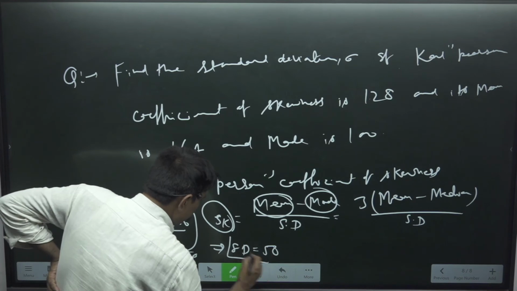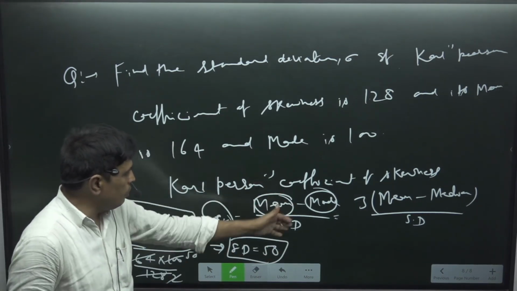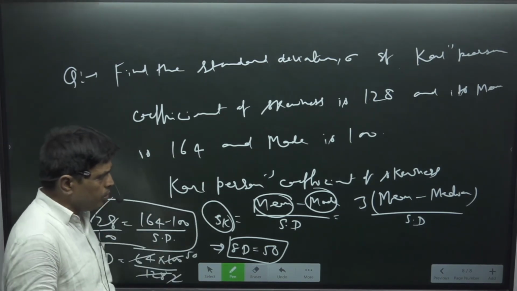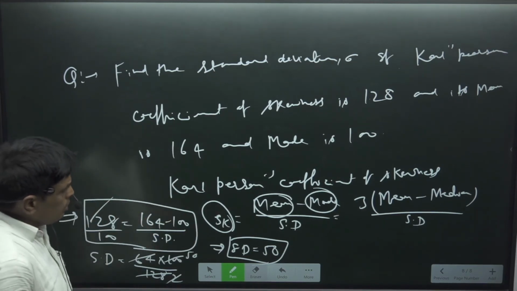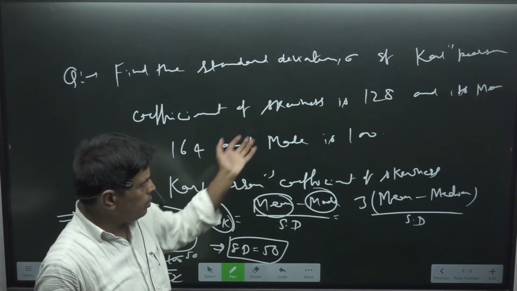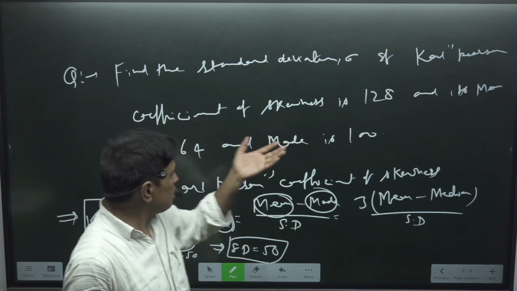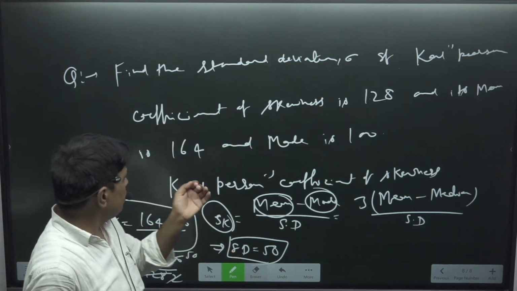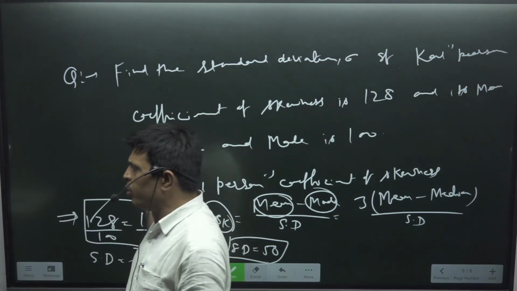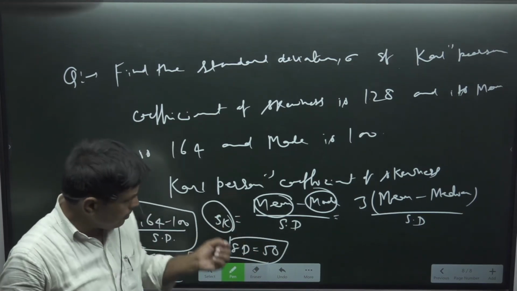So standard deviation implies 50. Whenever in these relations 1, 2, 3, 4, 3 terms are given, you have to calculate the fourth term. So these are simple questions for finding the fourth term if 3 terms are given. Here Pearson's coefficient, mean and mode are given, we have to find the standard deviation. Simply you apply the formula, you know the formula, and easily you can calculate this.